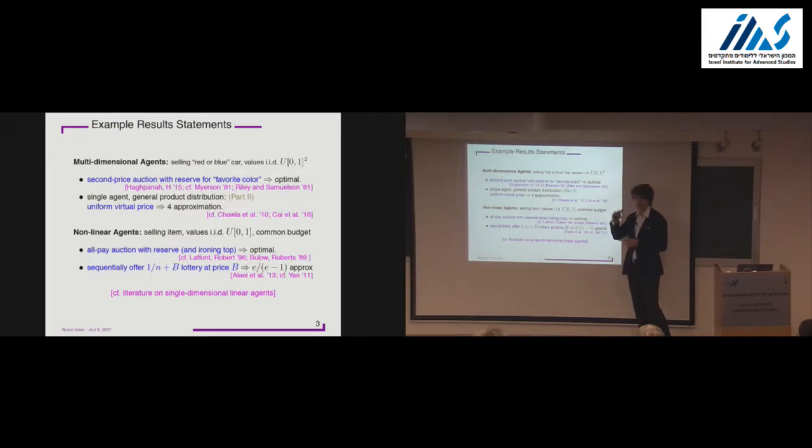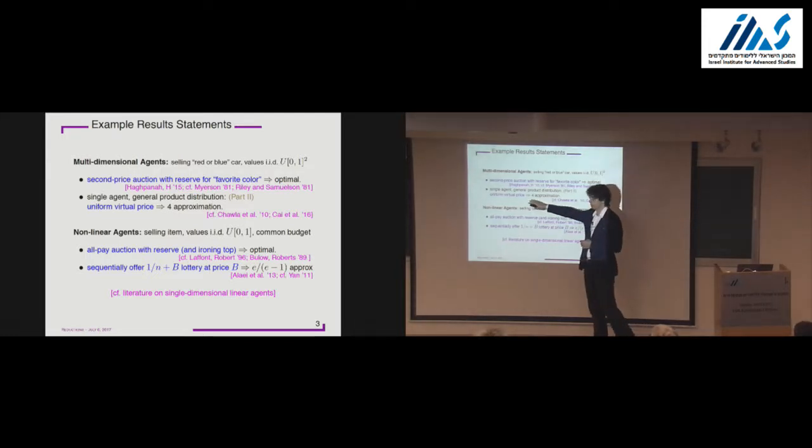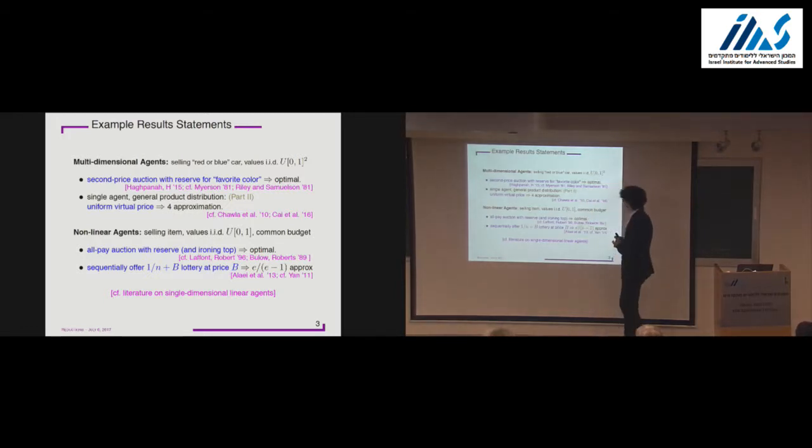In fact, I don't care how many colors of car there are. Any number of colors of car, then offering a uniform virtual price, where these virtual values are just the single dimensional virtual values if they only wanted that one color. Okay, so uniform virtual price is going to give you a four approximation to the optimal complex, as Sergio talked about in his lecture, possibly randomized mechanism. So this is very much a result in the same spirit that Sergio was talking about.